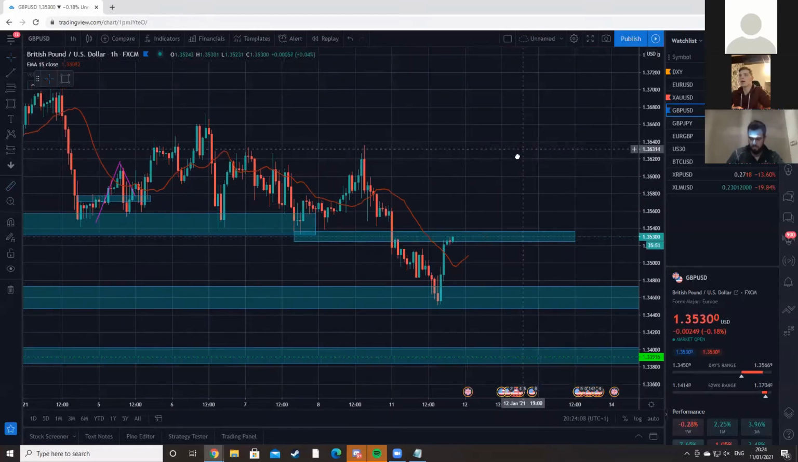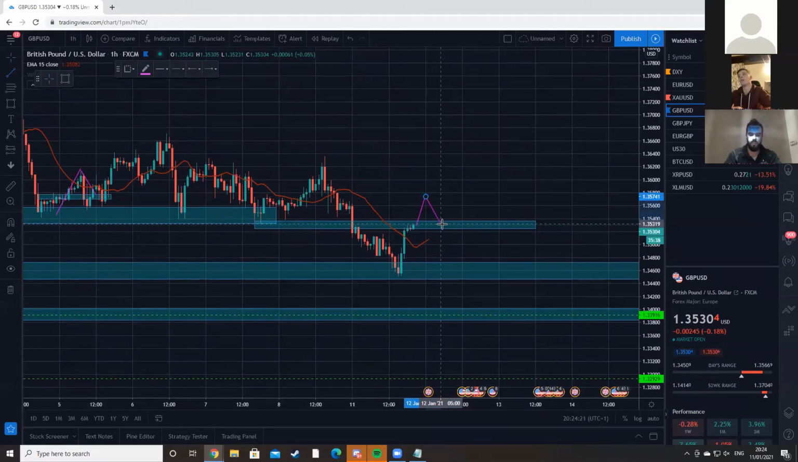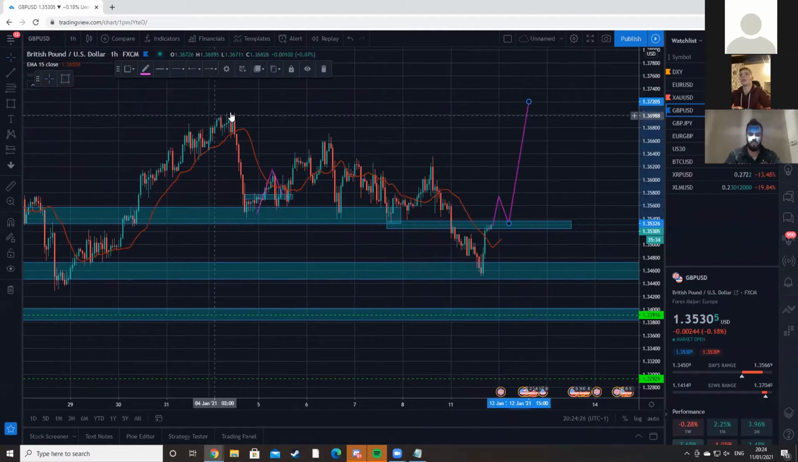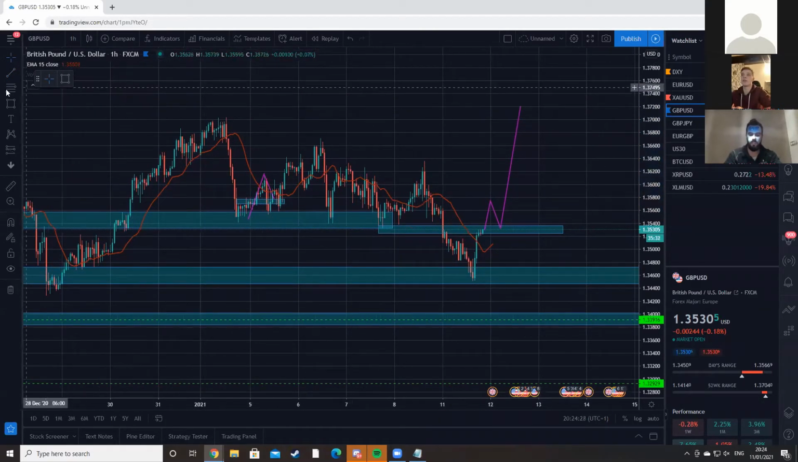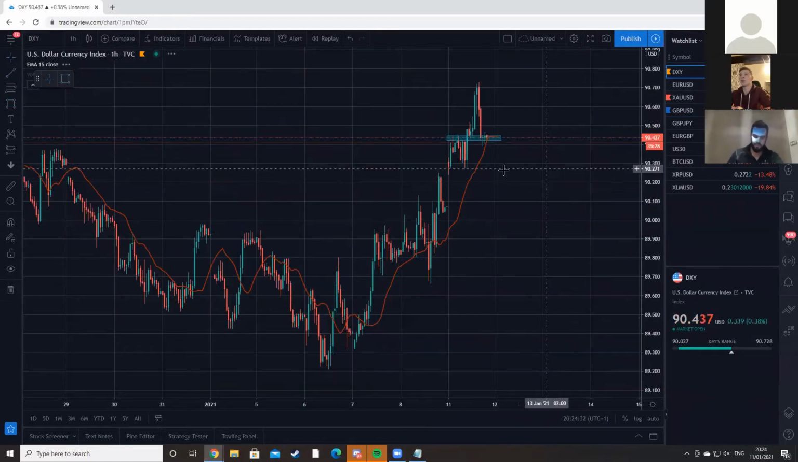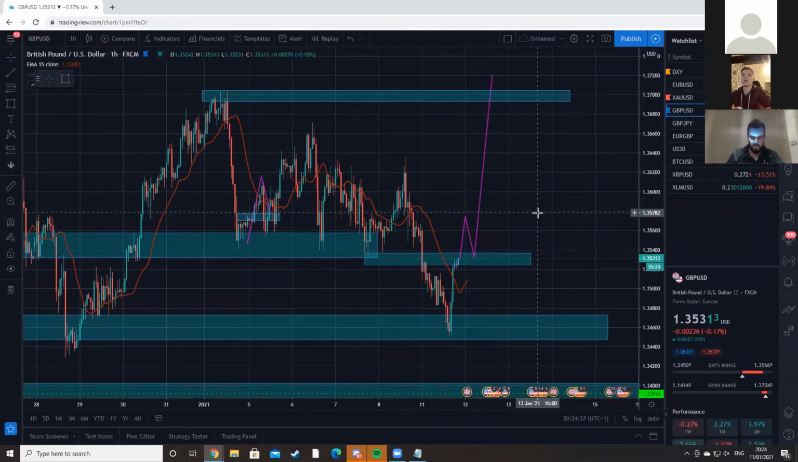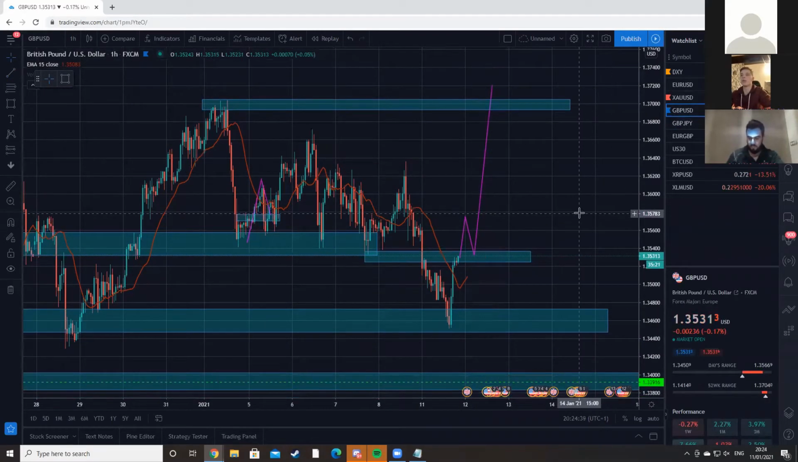For now, I'm really watching this zone again. Maybe we can break back up and then see the initial move I wanted to see, something like this, and break this high. That's the thing I really want to see. If the DXY goes further down, this could be possible. Okay, but that's really a little bit of a waiting game.